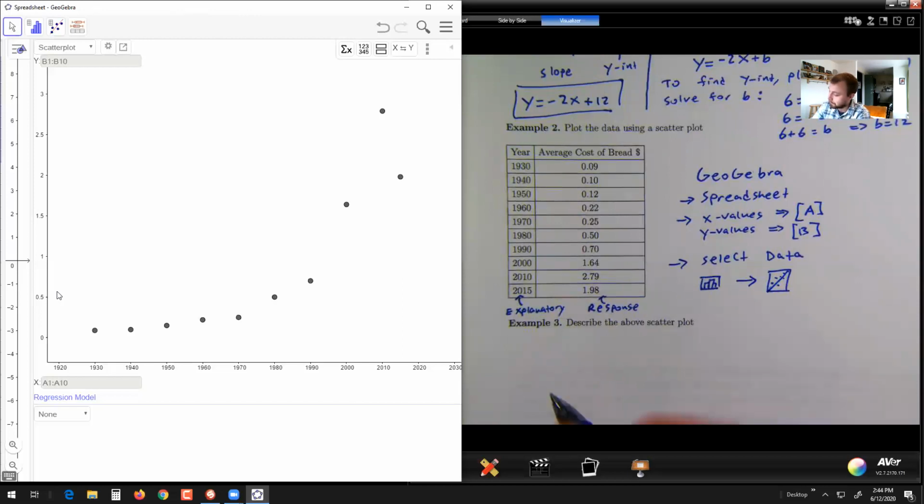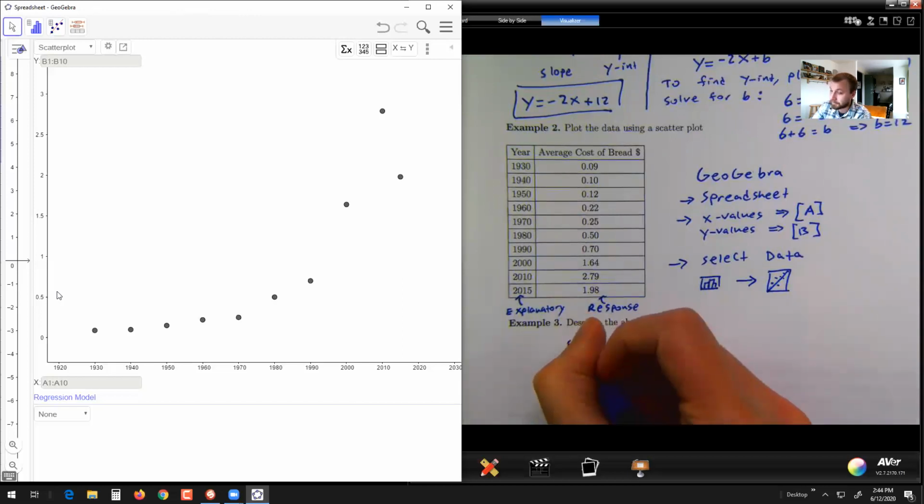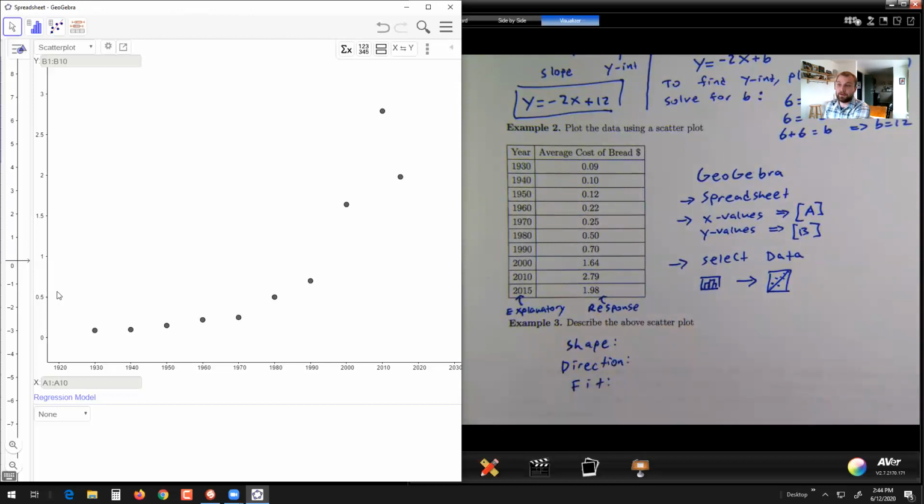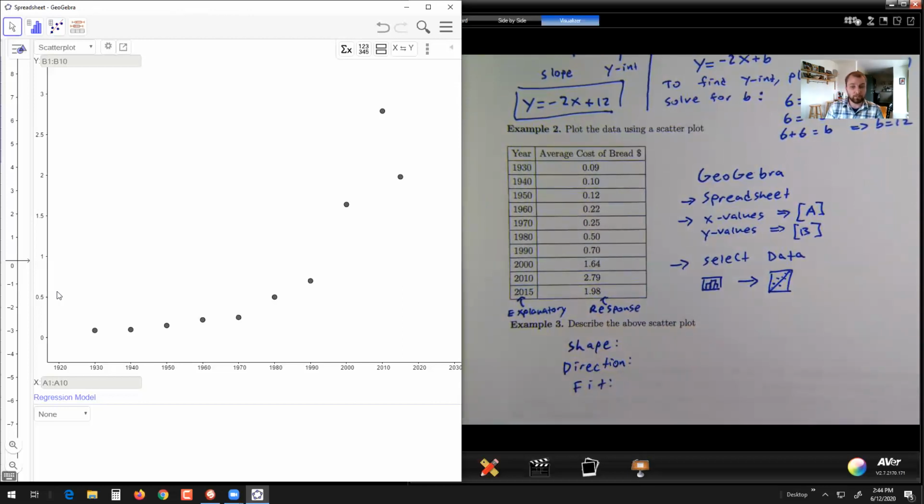Okay. I'm going to describe three things about it. I'm going to describe the shape of the graph. I'm going to describe the direction of the graph. And I'm going to discuss the fit. So shape. This is the underlying thing that you can see when you kind of squint your eyes and look at it.